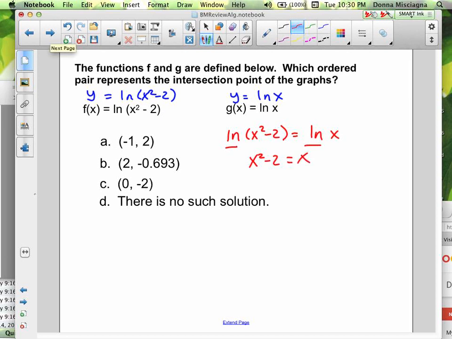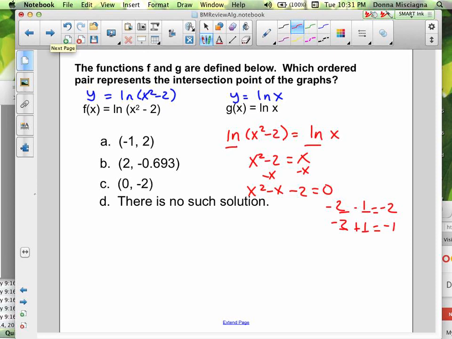We need to subtract x from both sides, so we get everything on one side, so we can factor. x squared minus x minus 2 equals 0. We want to factor. 1 times negative 2 is negative 2. It multiplies to give us negative 2 and adds to give us our b term of negative 1. That would be negative 2 and 1.